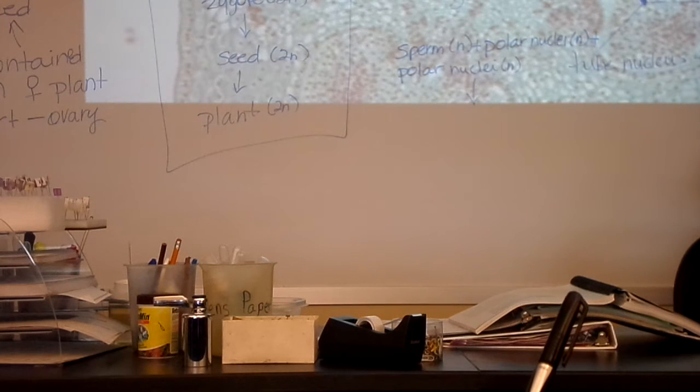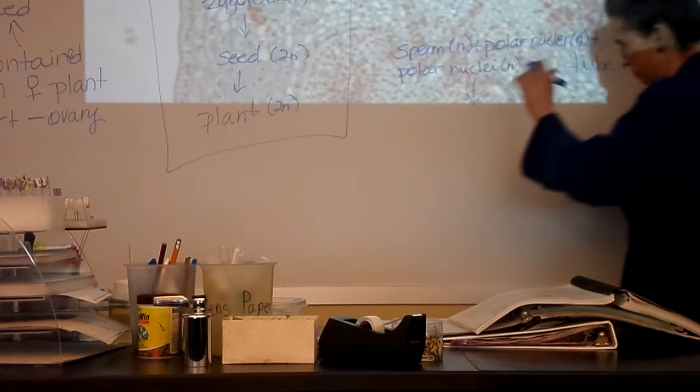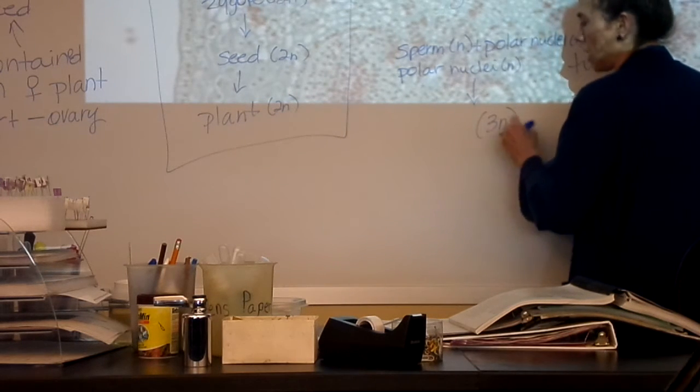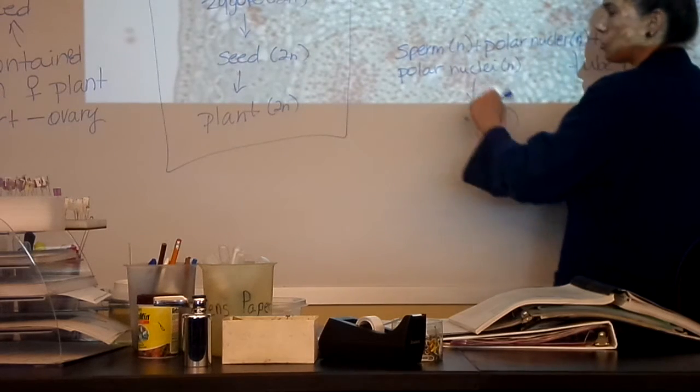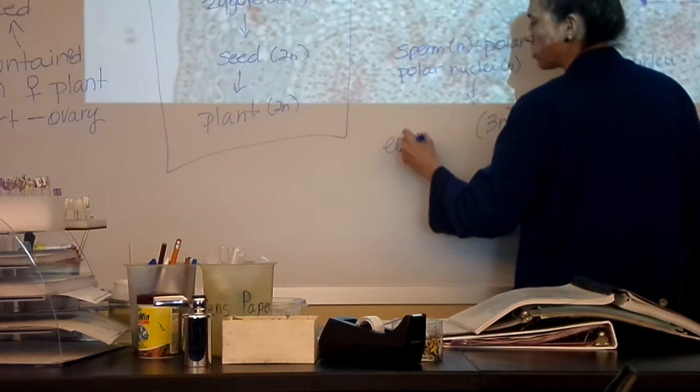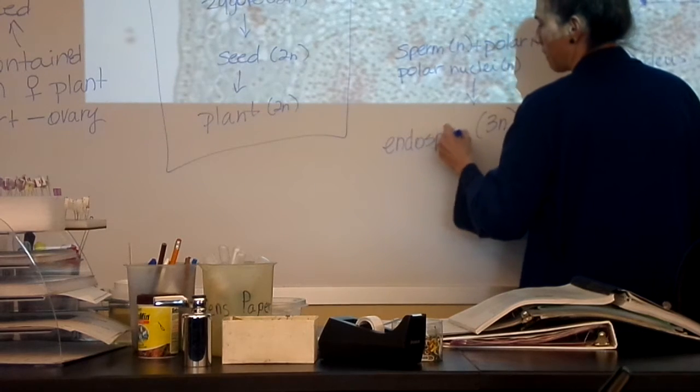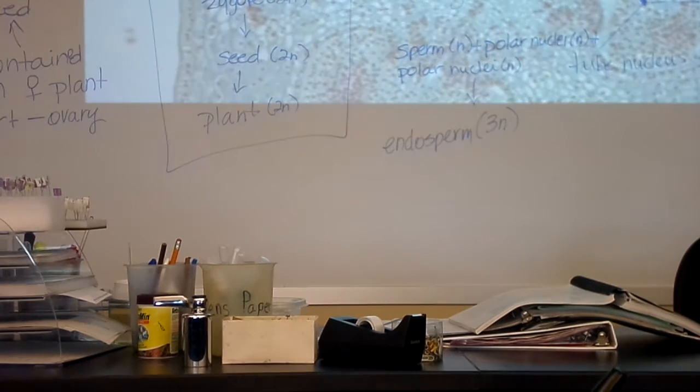Whoa. We don't see that, do we? We do in plants all the time. We get something that's 3N. The sperm plus the 2 polar nuclei is going to make something called endosperm. Okay? And on a lab test, how are you going to let me know that what I'm pointing at is endosperm? If I'm pointing to an egg cell and I say what would form if the sperm fertilized this egg, you should tell me it's a zygote. If the sperm fertilized 2 polar nuclei, what do you get?